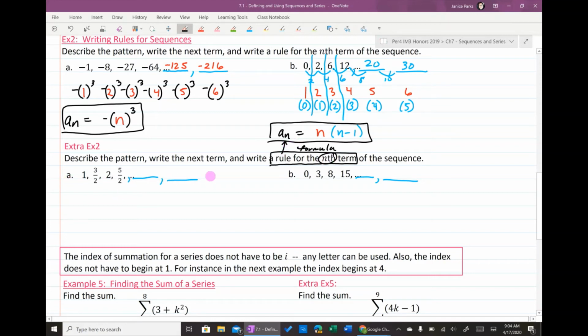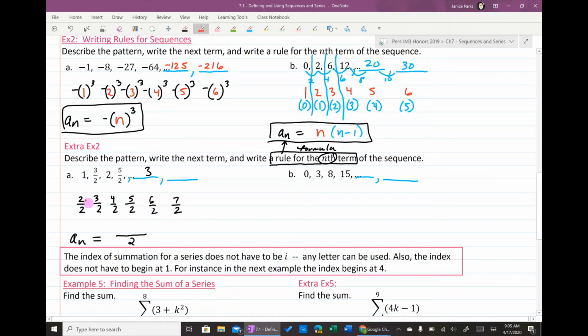Whenever they give you fractions, it's much easier to write these as, if they're fractions and whole numbers, to write them all as fractions. So 1 is 2 halves, then 3 halves, 4 halves, 5 halves. You can see that this one would be 6 halves, and this one would be 7 halves. So when you're writing this formula, the bottom number is going to be a 2 because it is always a 2. There's nothing that changes. It's a 2 for everything.